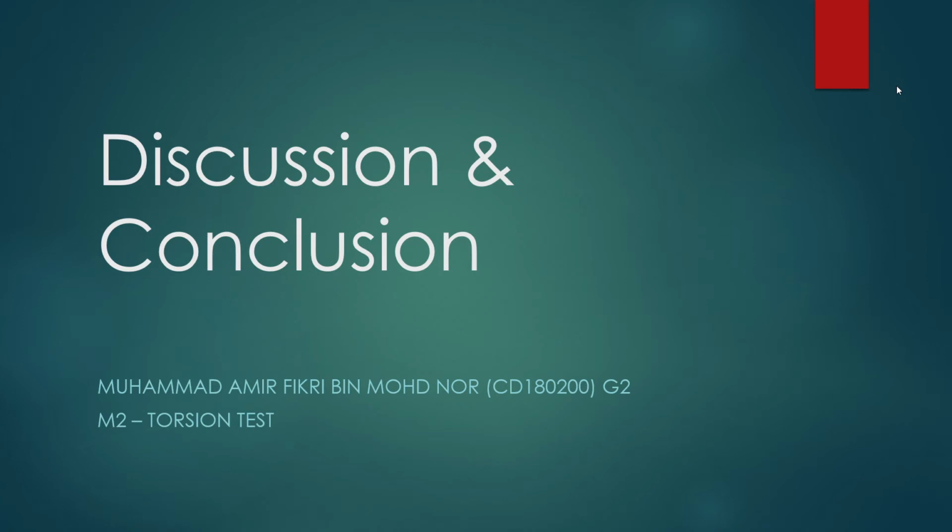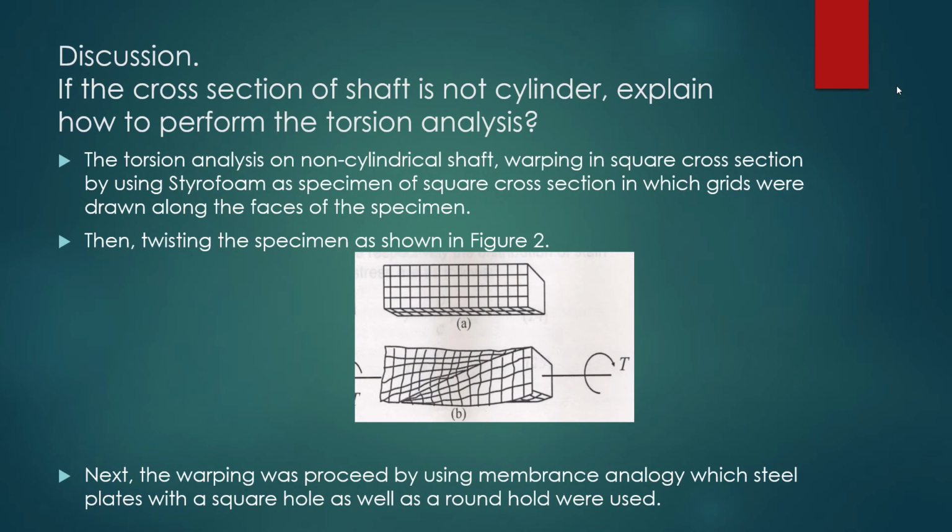So we are doing the torsion test as our lab report. I will present to you the discussion and conclusion. In the discussion we have a few questions. First, if the cross section of the shaft is not a cylinder, explain how to perform the torsion analysis.